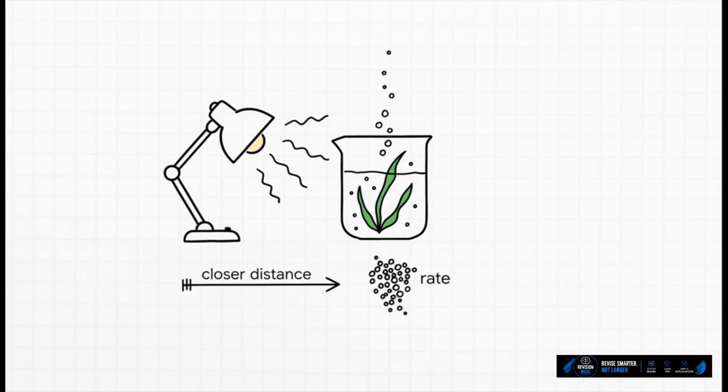You put some pondweed in a beaker of water and shine a lamp right at it. Because the plant is entirely underwater, the oxygen it produces escapes as little visible bubbles. By literally just counting how many oxygen bubbles pop up per minute, or by measuring the volume of gas in a syringe, you get a clear mathematical measurement of the rate. If you move that lamp closer to increase the light intensity, you're going to see a lot more bubbles.